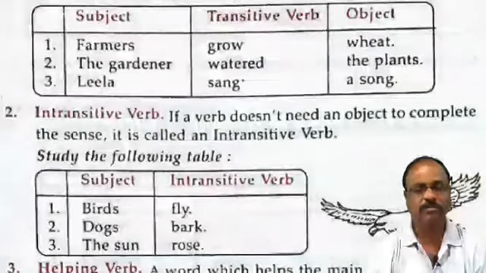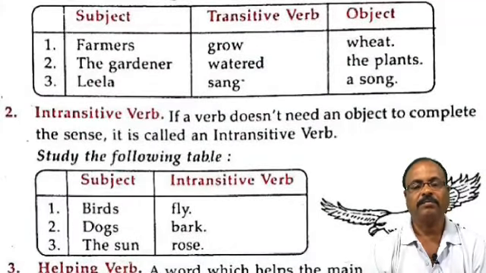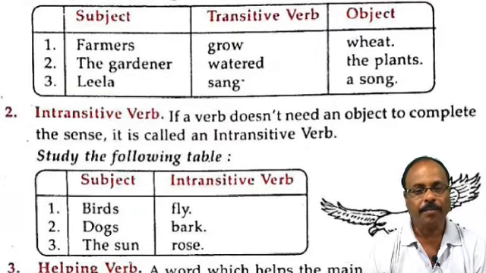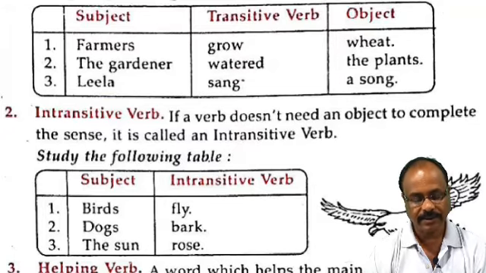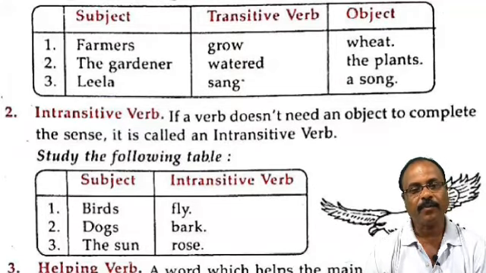I am giving you two or three examples from the transitive verb. Farmers grow wheat. Here we see the verb grow takes an object, that is wheat. The gardener watered the plants. Here you see the gardener is the subject, watered is a verb, and the plants is the object. The word watered, it's a verb, and it takes an object, the plants. So the verb watered is called a transitive verb.